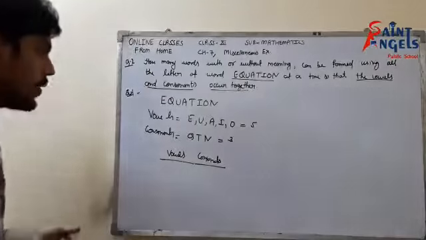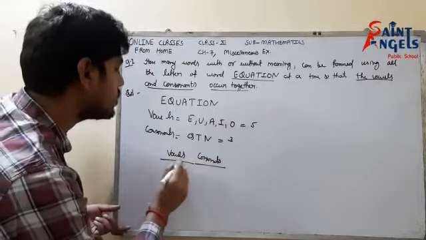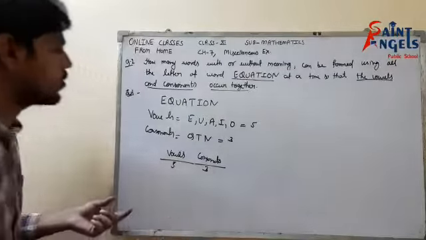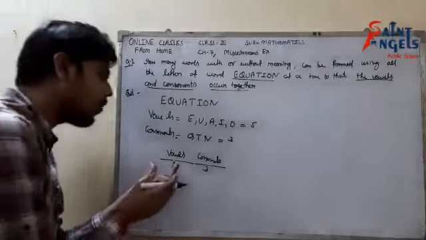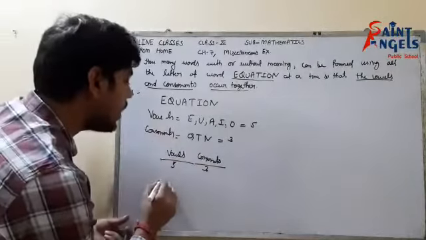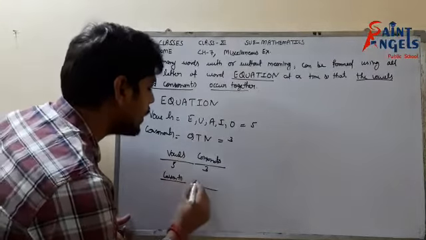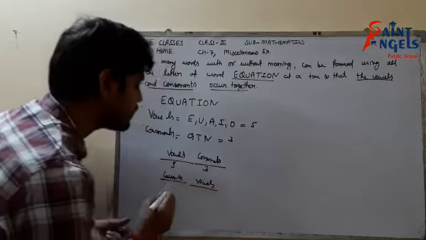Okay, so it means that we have five vowels and three consonants. We have to arrange them in a manner that all vowels are together and all consonants are together. It could be like that as well, that all consonants are over here and all vowels are over here.